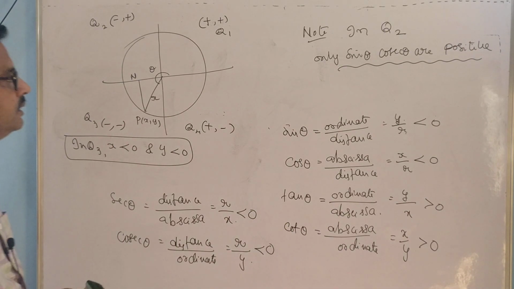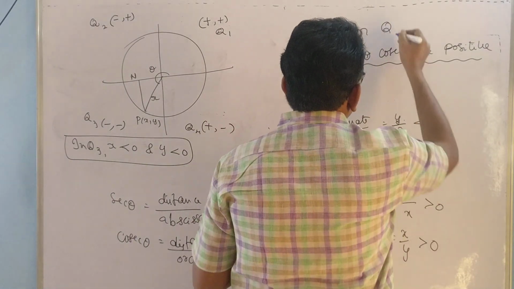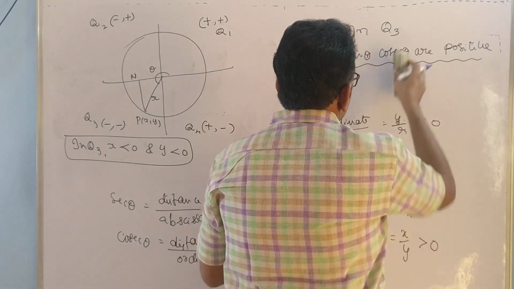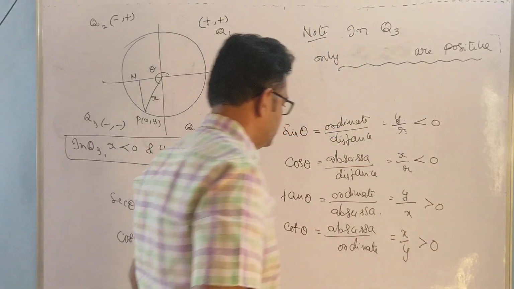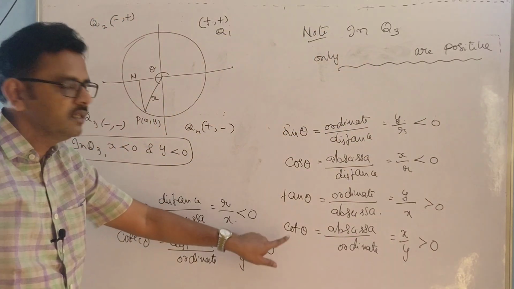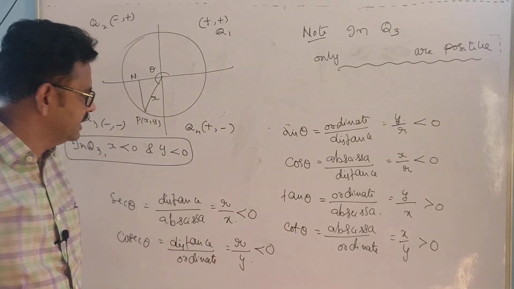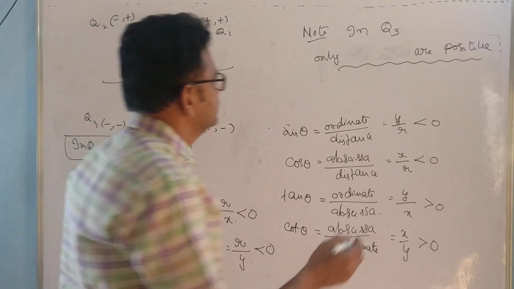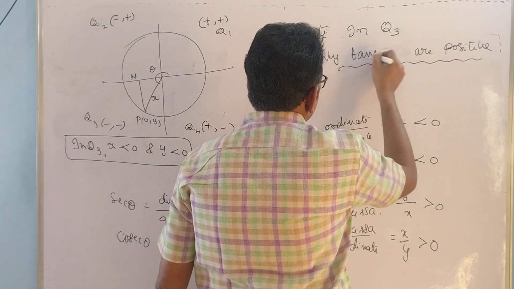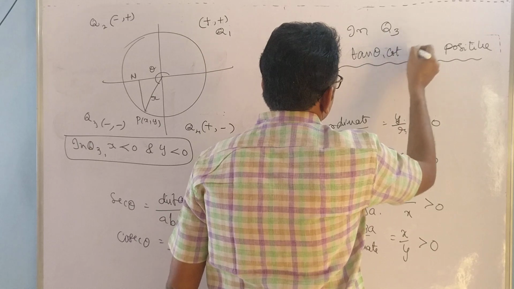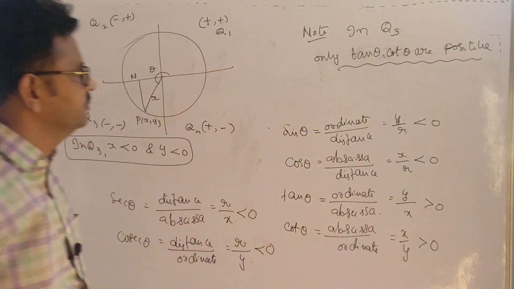That means in Q3, in the third quadrant, what are the positive values? Only tan theta and cot theta are positive, and the remaining ratios are negative.